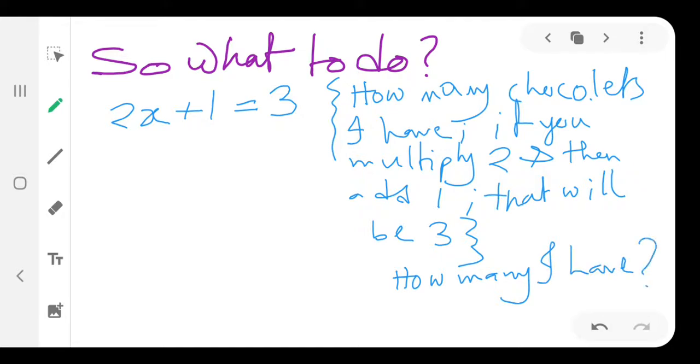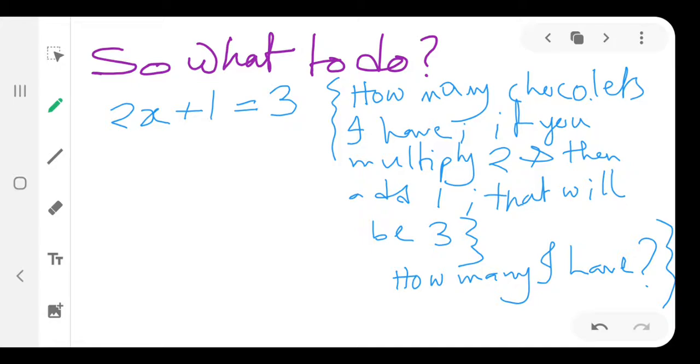So the question is how many I have. See, you can do it normally with arithmetic, but for bigger and more complicated questions you have to take help of algebra. So see here, this equation represents whatever I have written here. See how many chocolates I have.